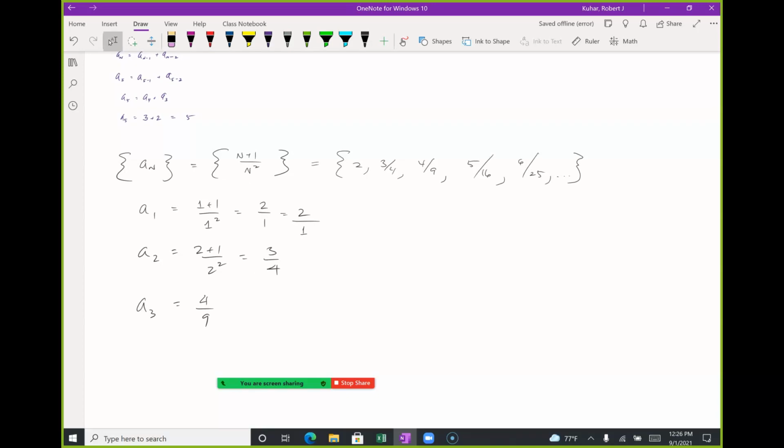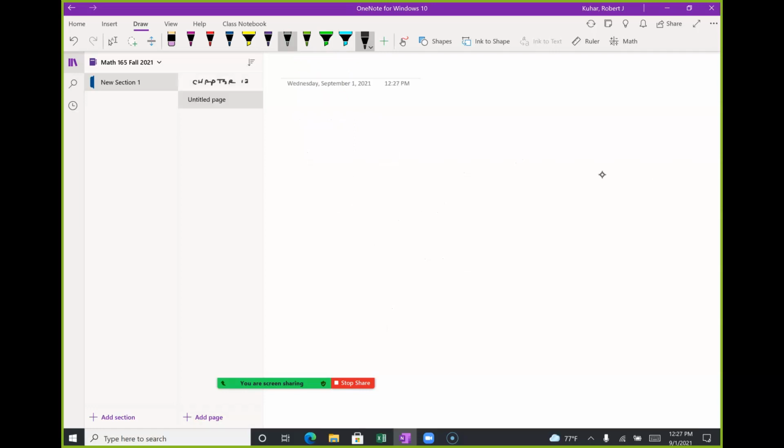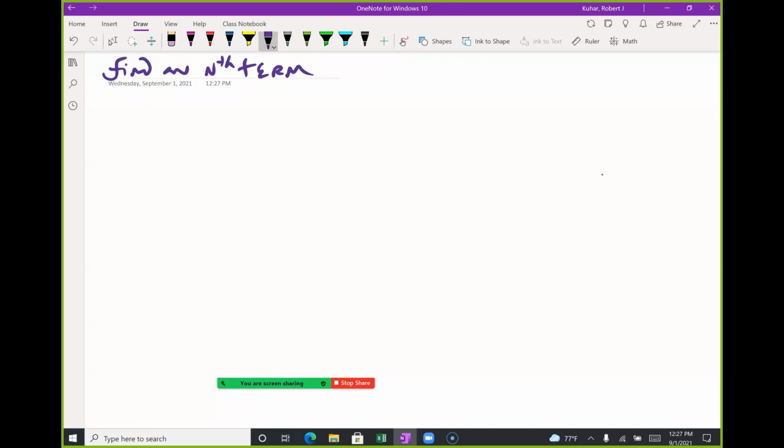Nice. So that's one of the things I should be able to do, write out terms of a sequence, right? They might give me terms and ask for an nth term. That's the interesting problem. So we're saying find an nth term. So I'm going to give you a bunch of terms. So for example, 1 over 2, 2 over 3, 3 over 4. Can you tell me what comes next?